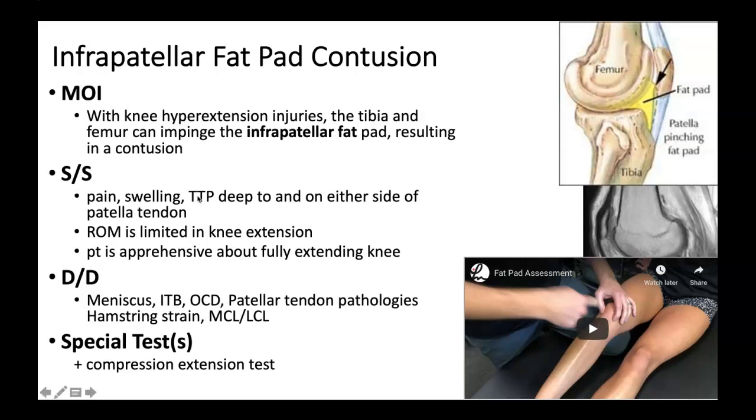In terms of signs and symptoms, it's relatively straightforward. They're going to have pain on the anterior aspect of the knee, and that pain is going to be extremely deep, which makes it hard because we've also talked about the ACL, which will present that way. So how do we differentiate this from an ACL, right? One of the ways that we do that is they will have deep tenderness to palpation, and that deep tenderness will be located on either side of the patellar tendon or ligament, depending on who you ask.